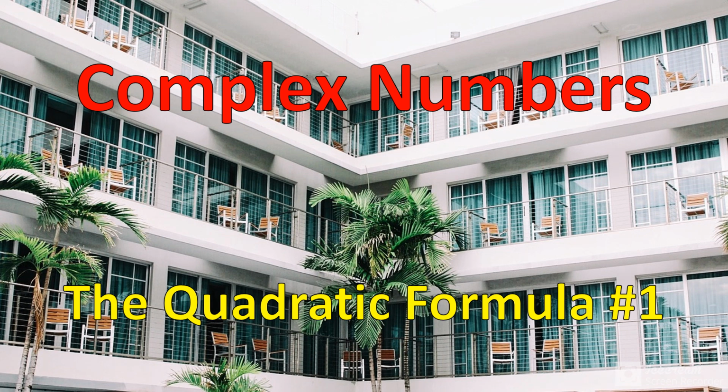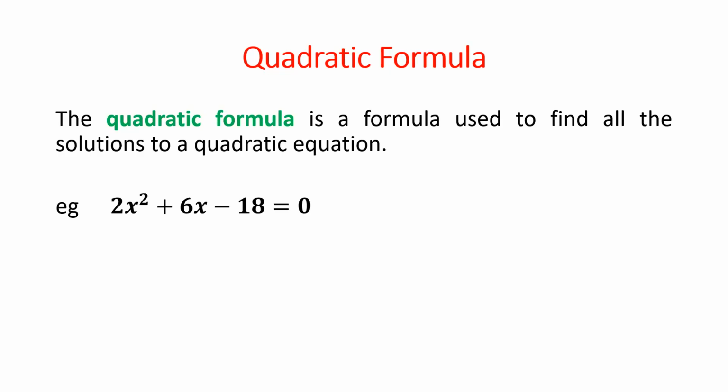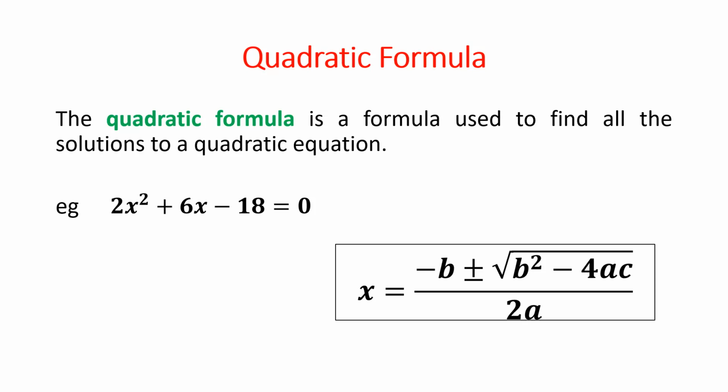We turn our attention to the quadratic formula. The quadratic formula is a formula used to find all solutions to a quadratic equation. It can be used to find all solutions for any quadratic equation. You might remember it from last year. x is equal to minus b plus or minus the square root of b squared minus 4 times a times c, all divided by 2 times a.